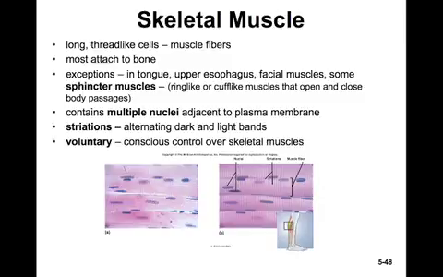They contain multiple nuclei, which are squished up adjacent to the plasma membrane because they're full of protein content. Skeletal muscle is striated, meaning it's striped, as you see here in the figure on the bottom right. We'll see why those stripes are there when we move into the chapter on muscle. Skeletal muscles are also voluntary. That means we have conscious control over the muscle movements.